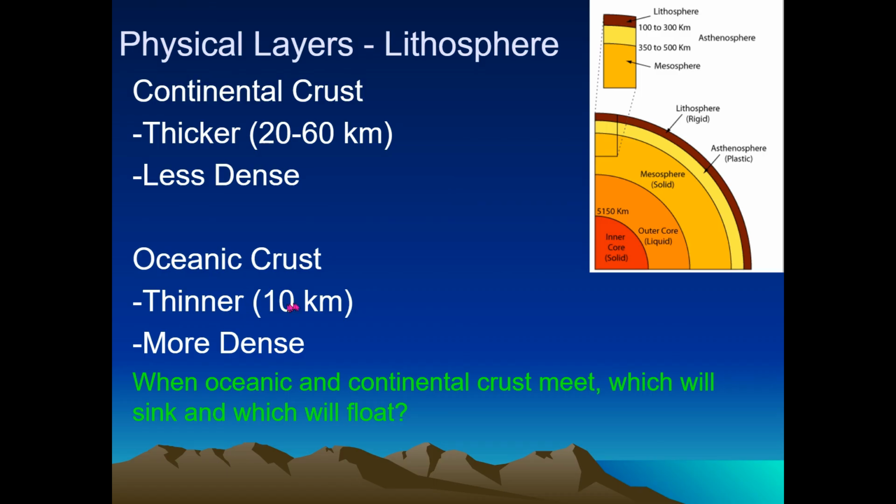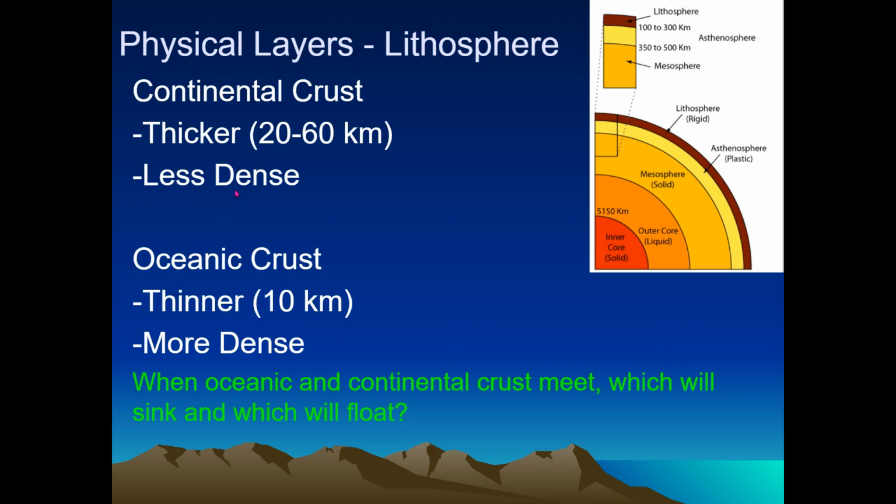Whereas the oceanic crust is much thinner. So if we want to get through the entire crust and down into the mantle, it would be a lot easier to drill down through the oceanic crust because it's much thinner.